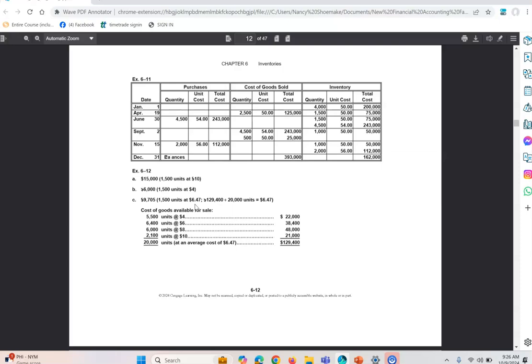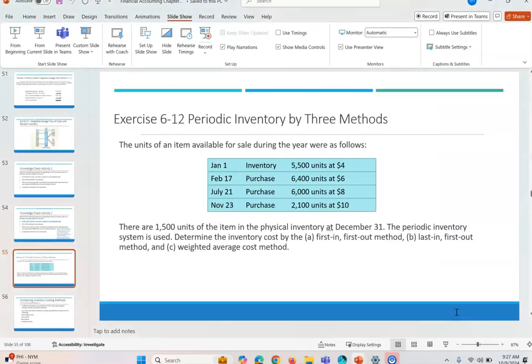When this guy did the average, he just averaged all the costs. If we just averaged the dollar amounts, it'd be 28, so it'd be $7 a unit. But it's got to be a weighted average, though. We've got to weight it, because some units are at $4, 5,500 units, and 6,400 units are at $6. We can't take a simple average. We have to weight them all because different quantities were bought at different prices. So that wasn't what we did in the last problem? Yeah, we did the weighted?